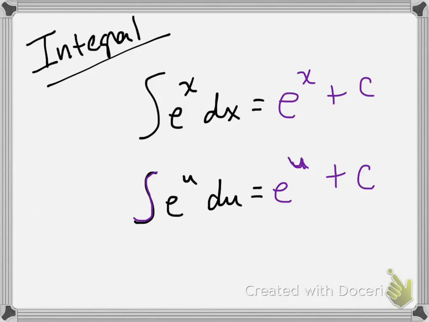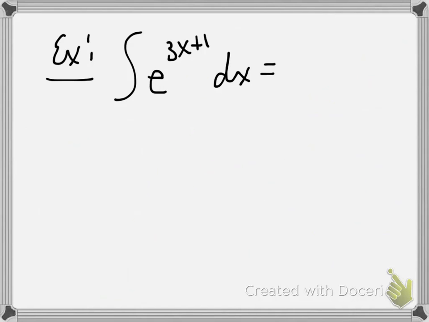Now the difference between these is that when this is e to the x, it's just dx. But when this is e to the u, you have to check and make sure that your du is complete. And so the du has to be the derivative of whatever that function is right there. So let's look at some examples.